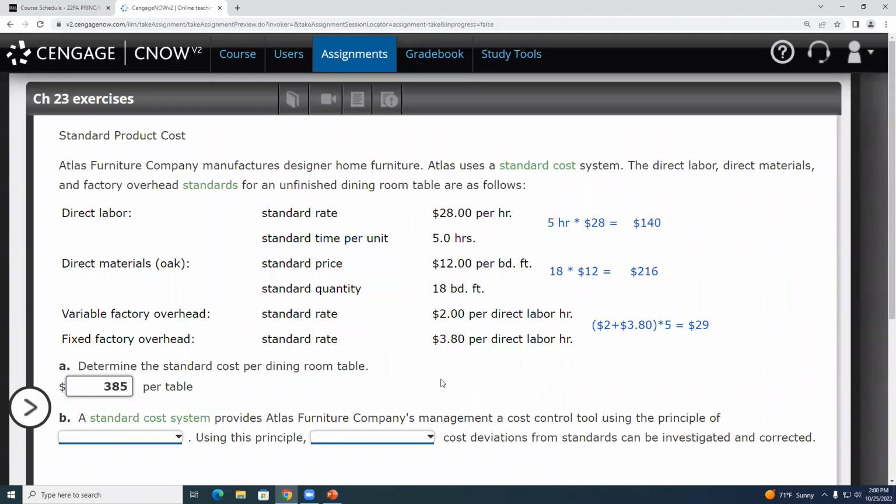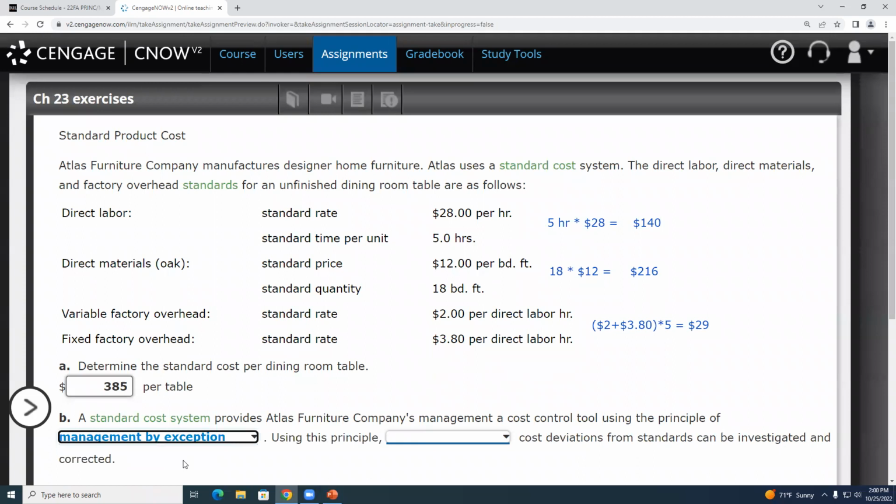What we are going to be doing in the next few exercises is looking into that. So what do we do when we decide, yeah, there's a big enough variance here that we need to investigate and we need to do something about it? Let's answer these last couple questions here and then we can move on. A standard cost system provides Atlas Furniture Company's management a cost control tool using the principle of, we said, management by exception. That we use the standards, that's what we move through our accounting records, and at the end of the period, we check for variances.